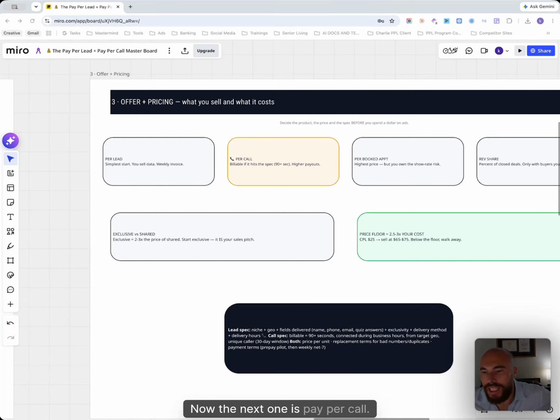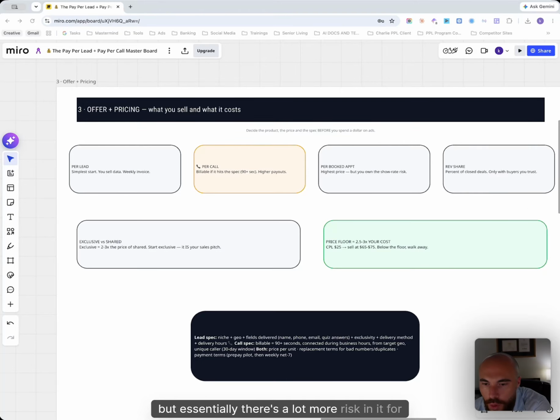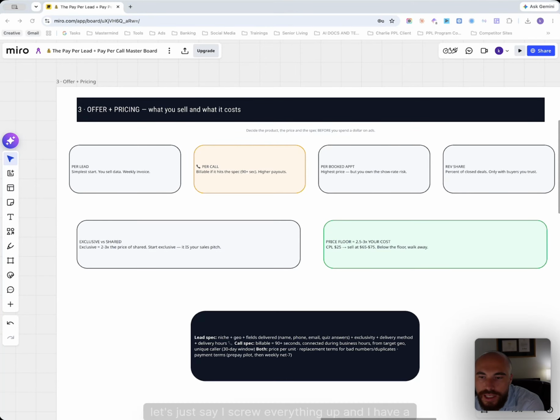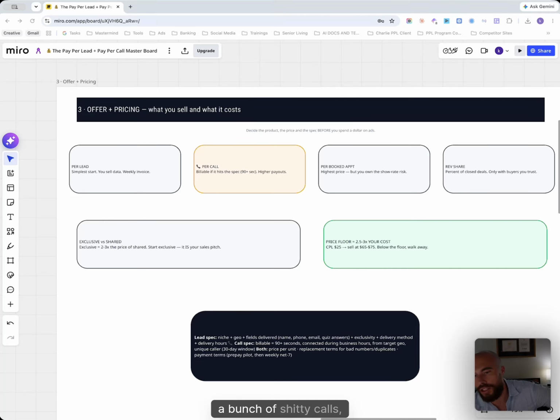Now, the next one is pay per call. This is a much higher payout thing. This is what I do, but there's a lot more risk in it for me because, for instance, let's just say I screw everything up and I have a bunch of bad calls. I'll lose a ton of money if I sell a bunch of bad calls, right? That's what you don't want to do.